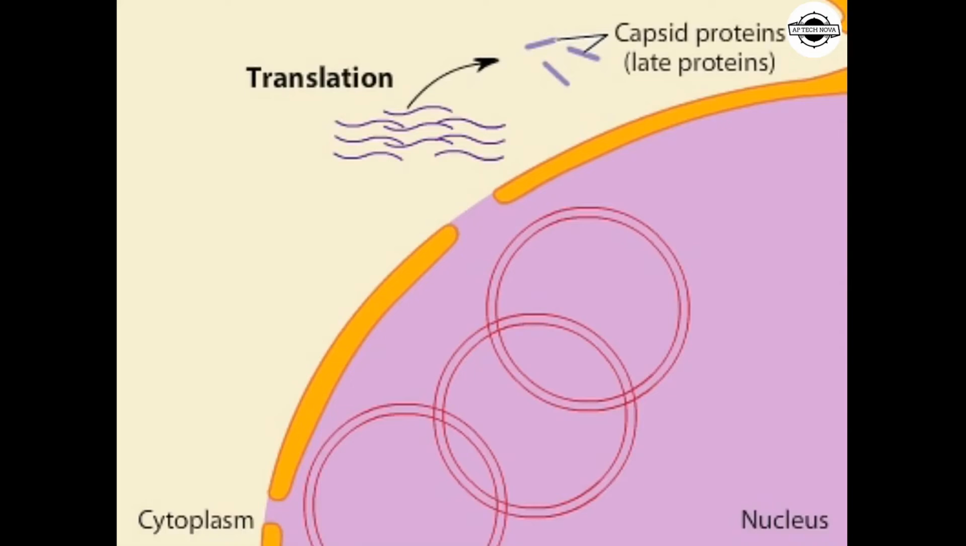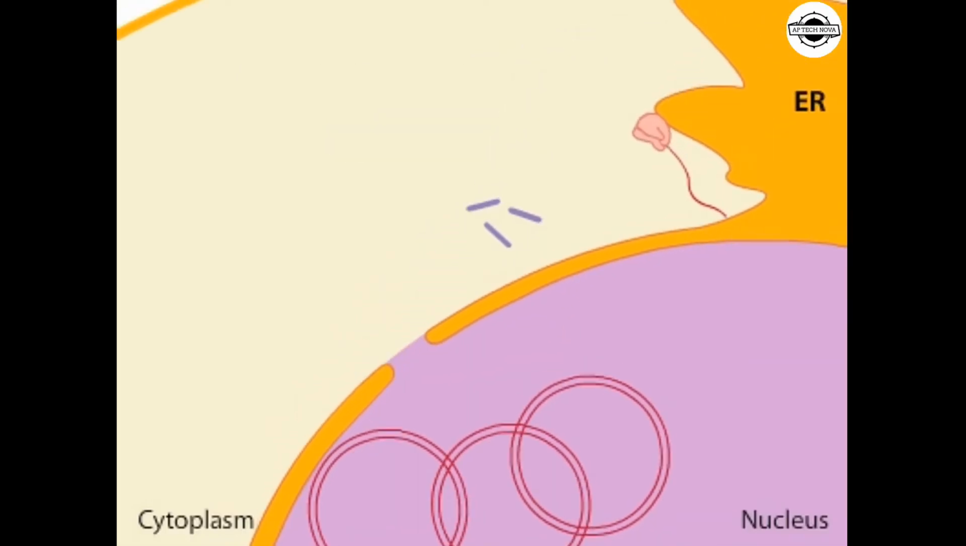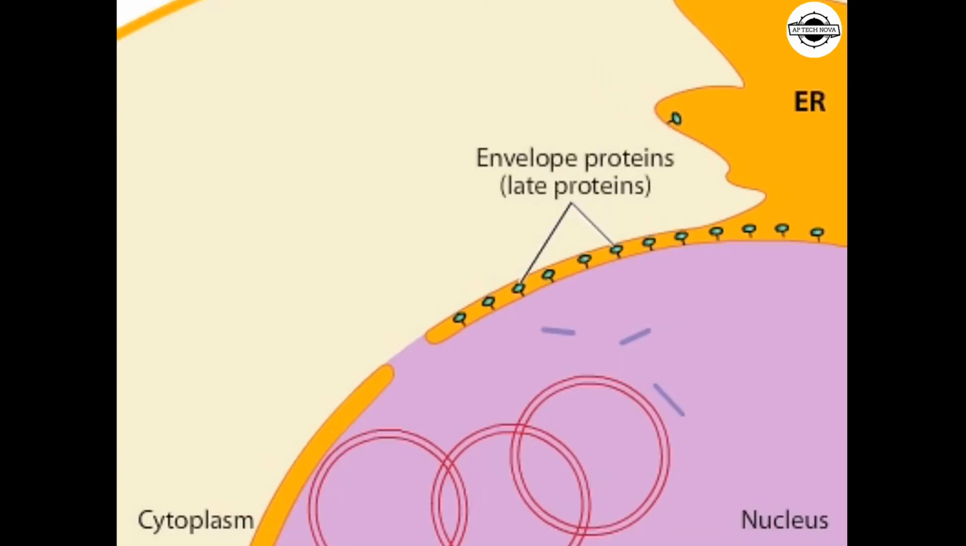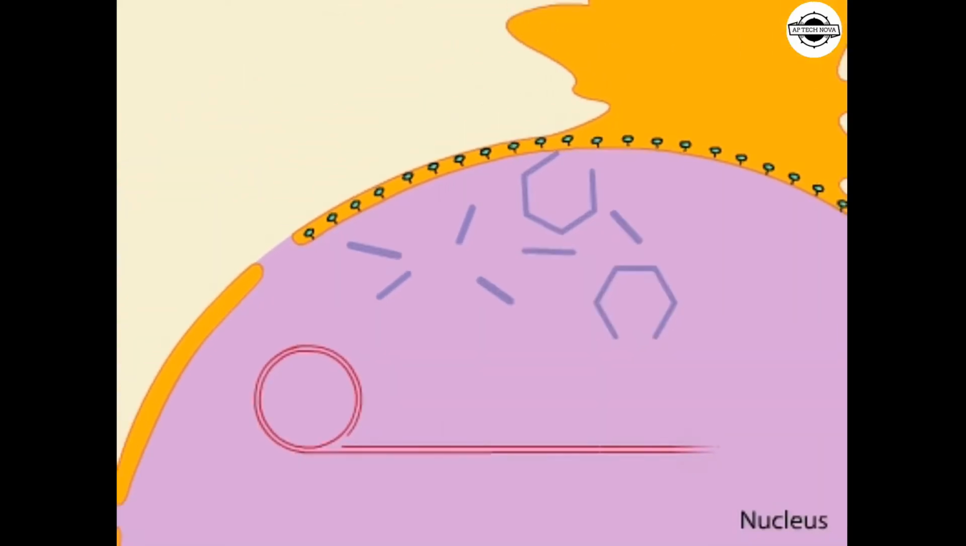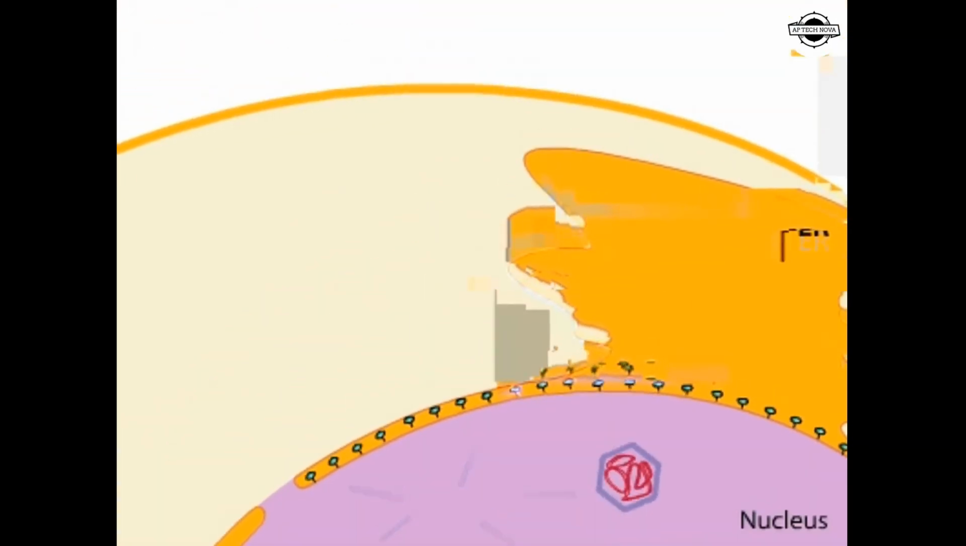The late proteins include the capsid structural proteins, which enter the nucleus. The late proteins also include envelope proteins, which are produced in the endoplasmic reticulum, ER, and become incorporated in the nuclear membrane. The viral DNA continues to replicate. One model postulates that the viral DNA replicates by a rolling circle mechanism. During this latter stage of replication, end-to-end copies, or concatemers, of the viral DNA form. These copies are cut into individual genomes as they're packaged into capsids.